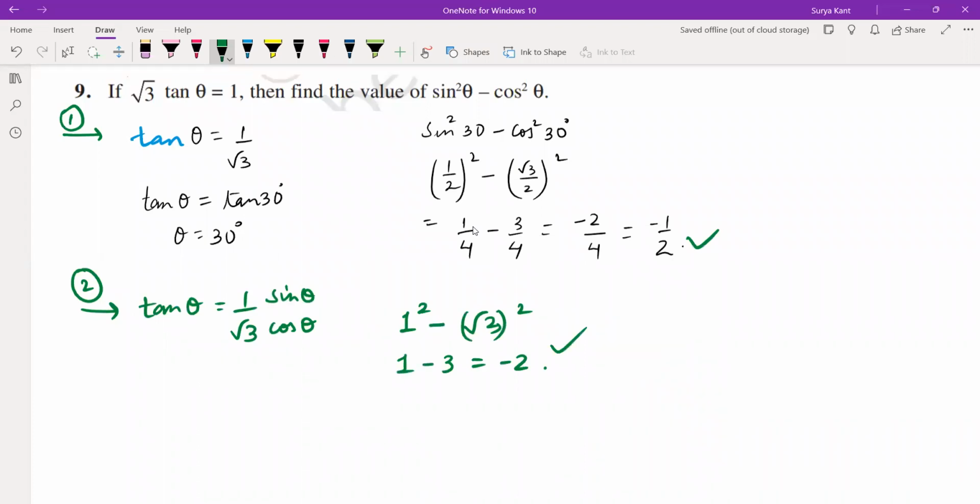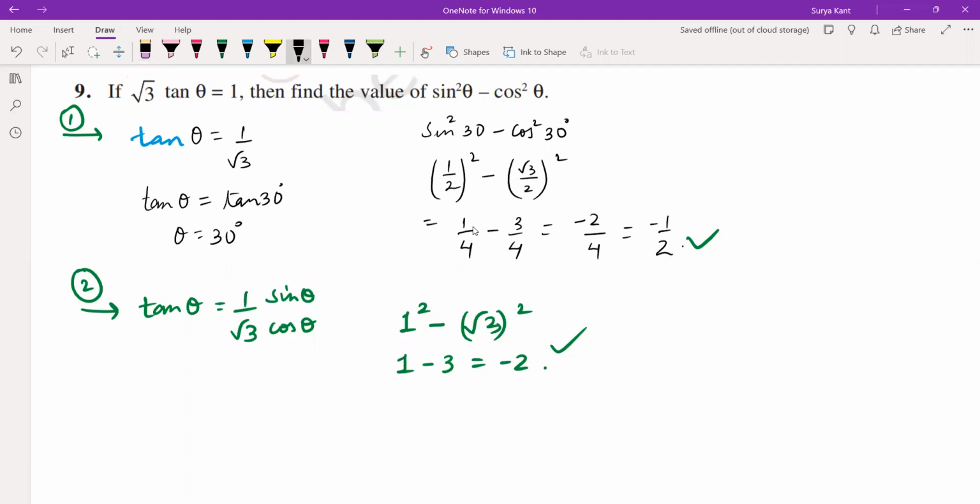Sir, but why can't we use this method? Let me check once. Here 1 by 2 whole square is 1 by 4. Cos 30 is root 3 by 2, so 3 by 4. See here, actually this is not the value of sine theta. Sometimes it applies, but what happens?